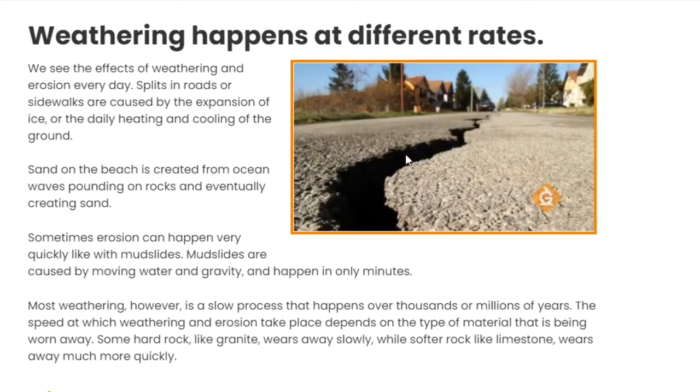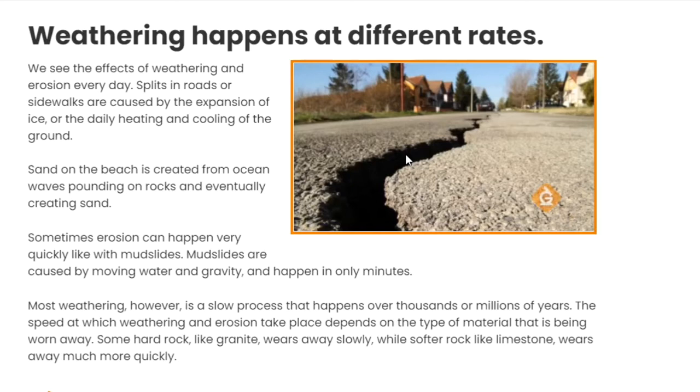Weathering happens at different rates. We see the effects of weathering and erosion every day. Splits in roads or sidewalks are caused by the expansion of ice or the daily heating and cooling of the ground. Sand on the beach is created from ocean waves pounding on rocks and eventually creating sand. Sometimes erosion can happen very quickly, like with mudslides. Mudslides are caused by moving water and gravity and happen in only minutes.